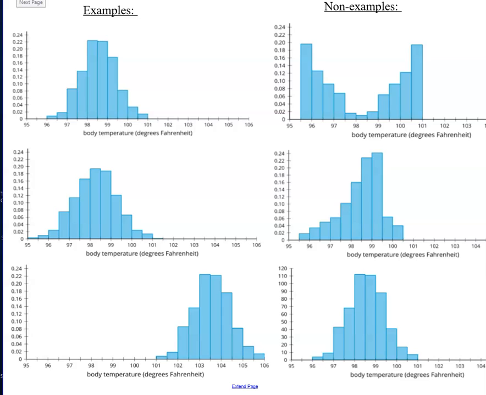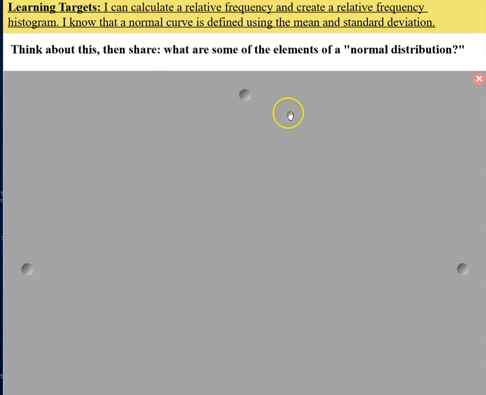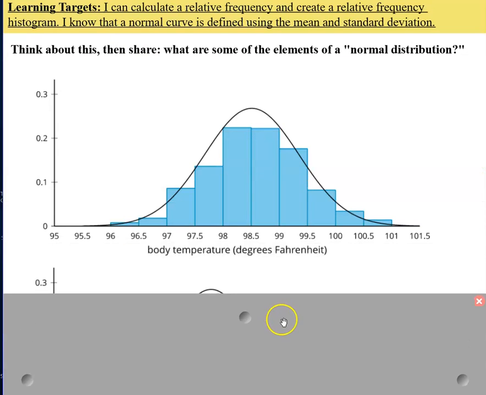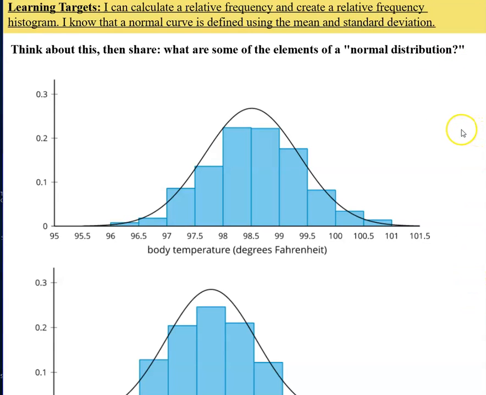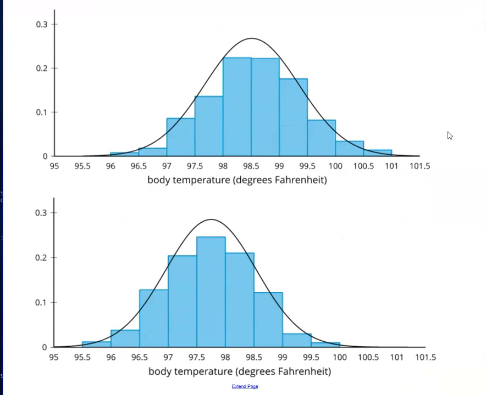Alright, hopefully you had some time to talk about what makes a normal distribution. Let's share some of the elements of a normal distribution. If you take a look, you may recognize this distribution from yesterday. We talked about different types of distribution, and if you notice, all of the examples of a distribution that's normal have this bell-shaped curve that is symmetric, right about the mean. And so those are kind of the big things that you want to get about a normal distribution. Bell-shaped and symmetric about the mean.